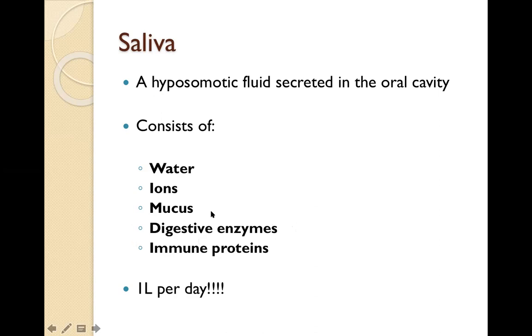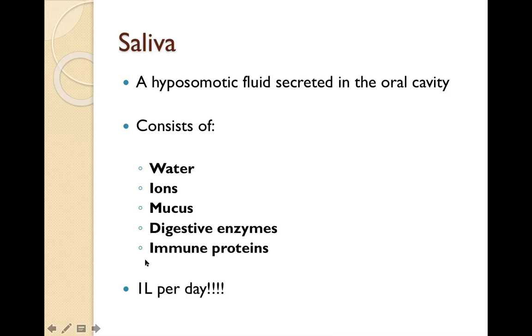And we'll talk about that enzyme a little bit later. It's called amylase, but we'll talk in depth about that. And there's also an immune function with saliva. There are some immune proteins that are secreted in the saliva that help maintain oral health.